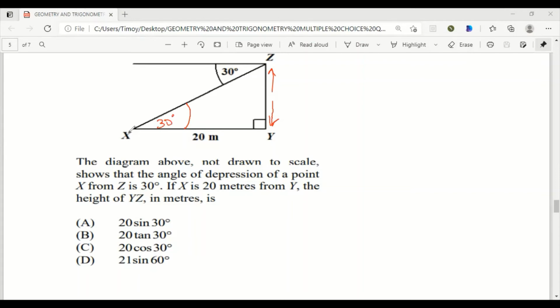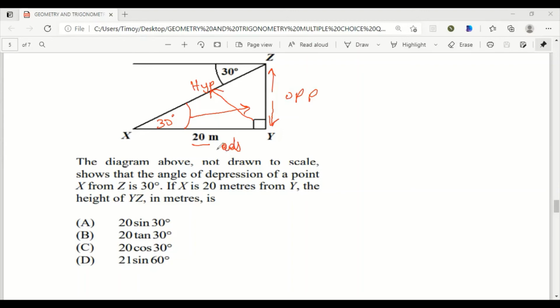What else do we know? We know the distance from x to y, that's just 20. So all we need to do is to label our triangle according to the information that we have. So if we label, you can see that yz, which is the distance that we want to find, is going to be opposite to the angle. Likewise, over here, this side is going to be the hypotenuse because it is opposite to the 90-degree angle. And where 20 is, clearly that is just the adjacent side.